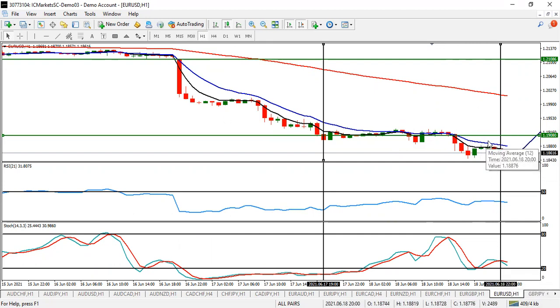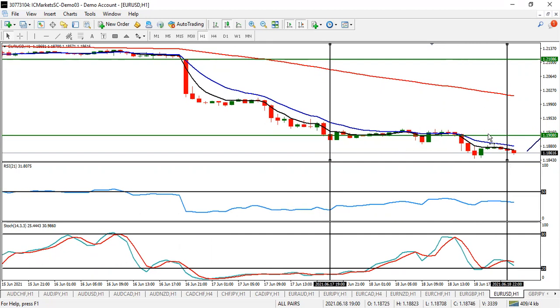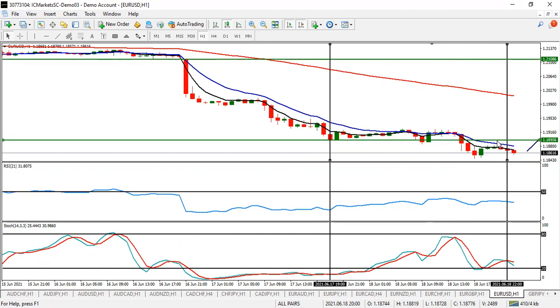You only want to put your stop loss above the last high. Your stop loss above here, then ride your trade to the downside. I don't know if this is clear to you guys. Please let me know if this is clear to you.